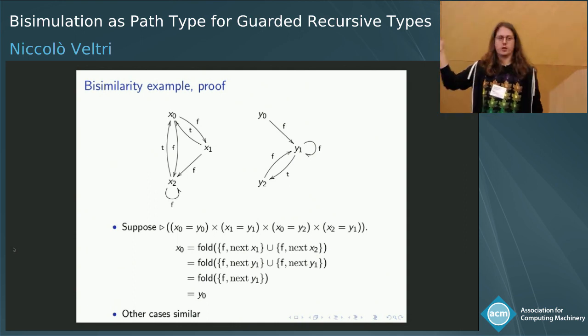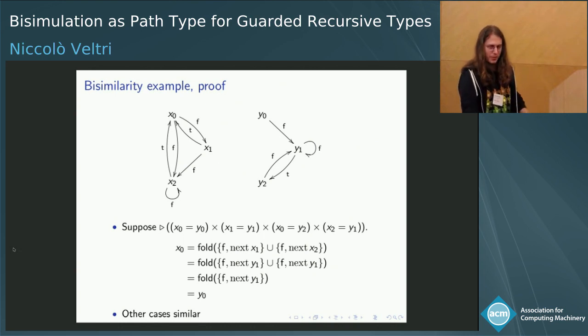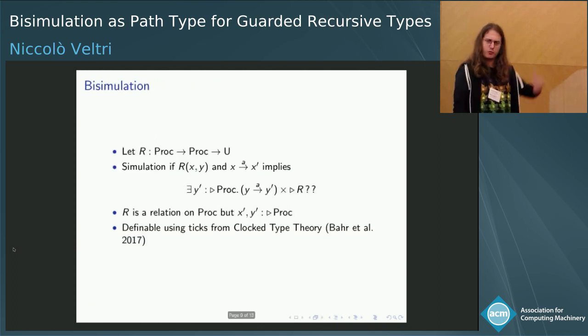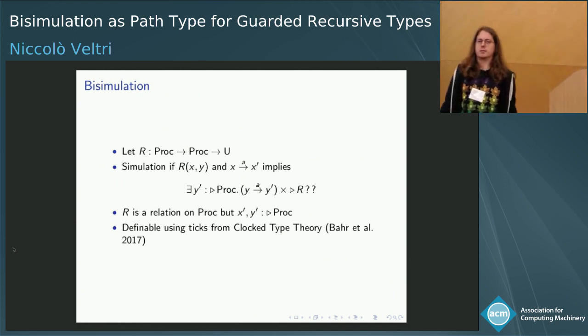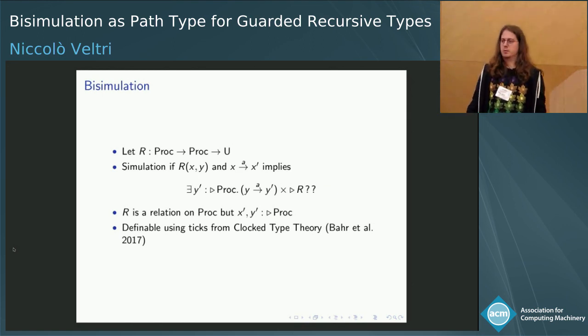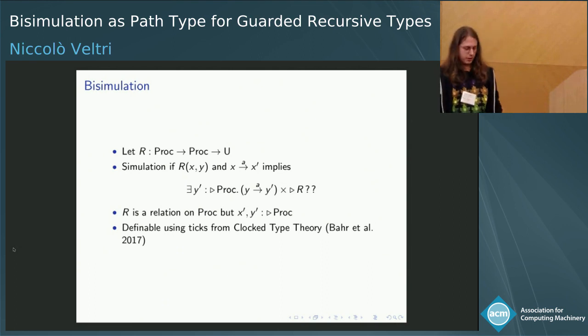And then you do the same for the other. So this is a very nice, very simple way of proving bisimilarity, but you directly prove propositional equalities. So now let's try to make things a bit more formal. Let's try to define the notion of bisimulation for processes and bisimilarity, and our goal is to show that bisimilarity coincides with propositional equality here.